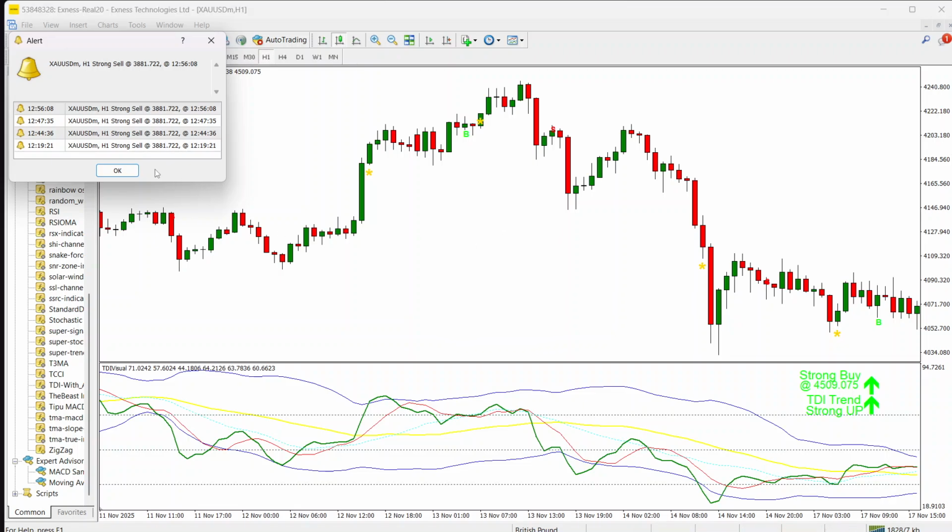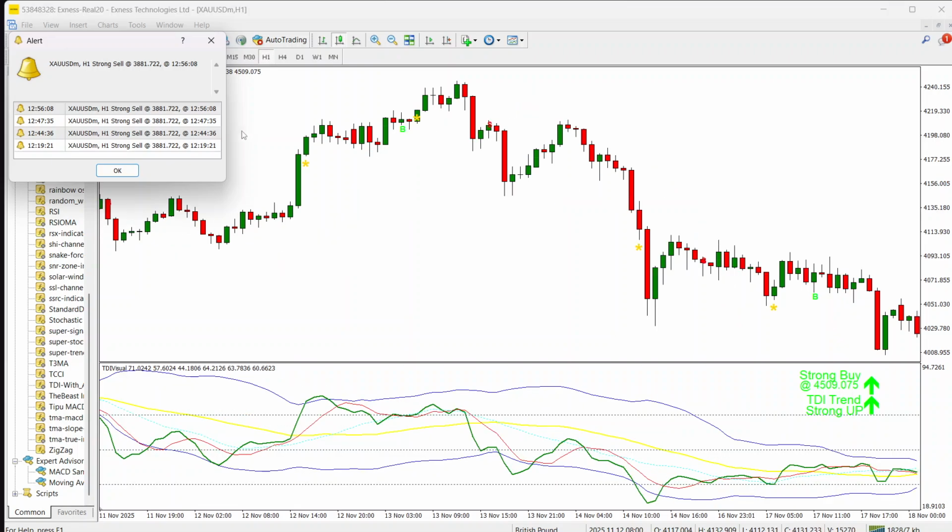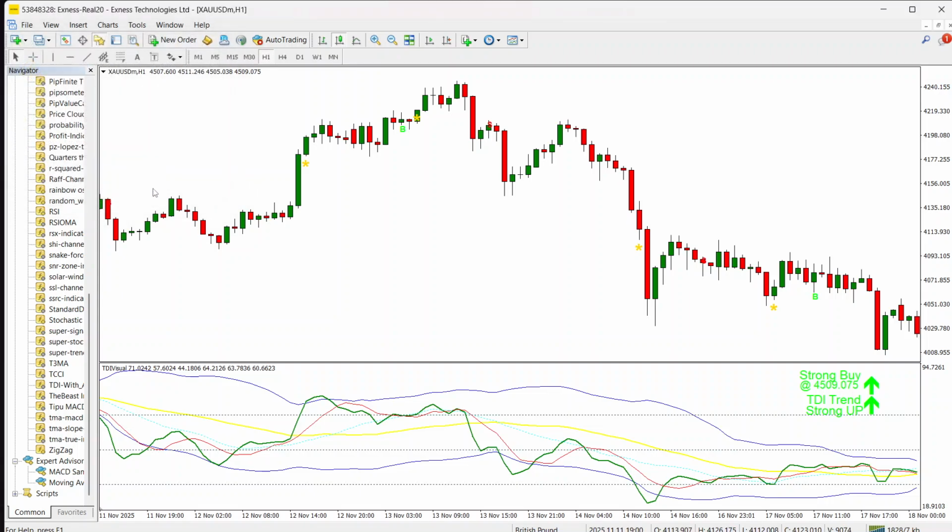The TDI with alert is suitable for traders who want a comprehensive tool that combines trend identification, momentum analysis, and volatility confirmation in one indicator with time-saving alert notifications. As you can see in the alert section, the indicator sends signals indicating what the trader should do.